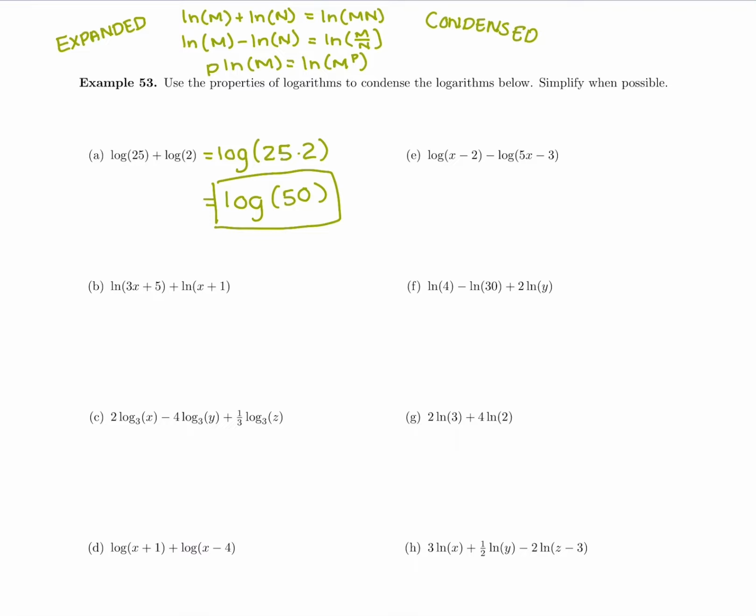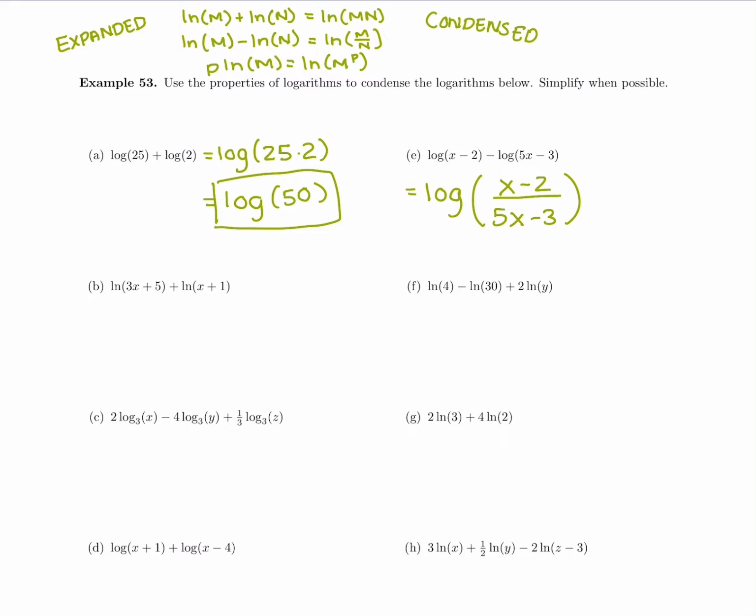If we move over to the one next to it, we have log of x minus 2, and then we have minus on the outside. We have two logs that we want to condense into one. Since they were subtracted, they're going to be divided here. So we have x minus 2, and since we have minus 5x minus 3, it goes in the denominator as 5x minus 3. Anything subtracted goes in the denominator. And we leave it just like that.